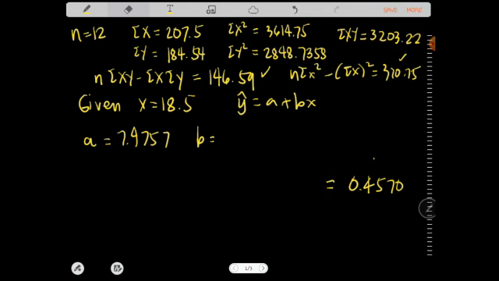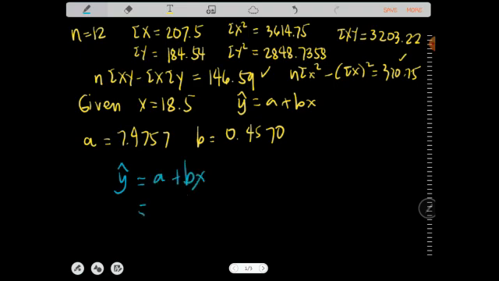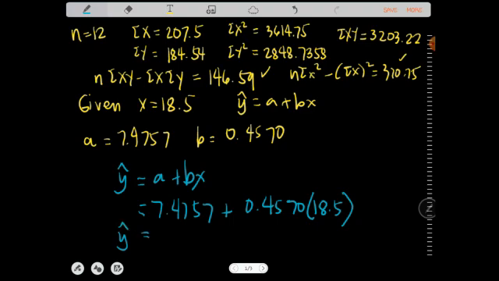Ngayon, ilalagay na natin siya dito sa ating value of B to get the ating Y hat. Okay? B is equals to 0.4570. Ayan, palitan ko para makita natin kung paano gagawin to. Ito yung Y hat and then A plus BX. Substitute natin yung value of A which is 7.4757 plus yung B natin which is 0.4570 times yung value of X which is 18.5. And we will get that Y hat or yung ating hinahanap na prediction dyan when the monthly income is 18.5 is 15,930 or that is 15.93 in thousands pa rin.